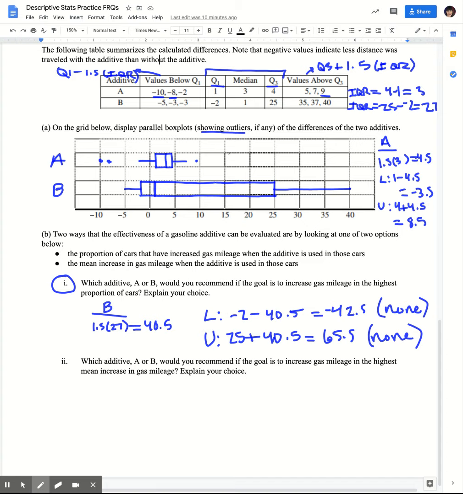All right. So give me just a second. I need to clear the screen off a little bit so that I can actually answer part B. So give me one sec. I'm going to clear that off, and I will see you back here momentarily.